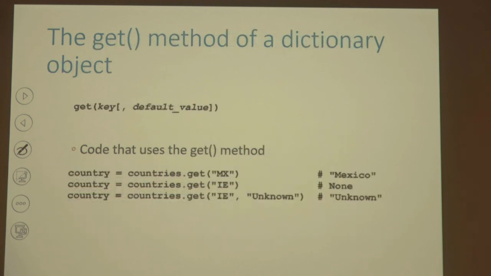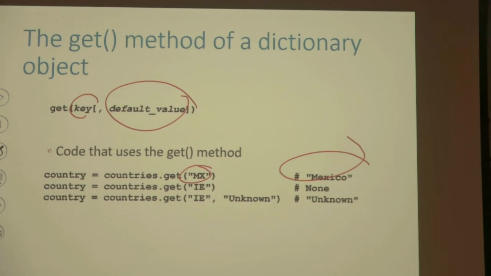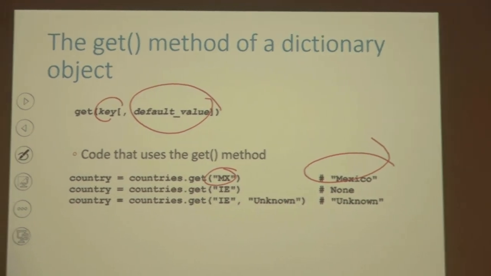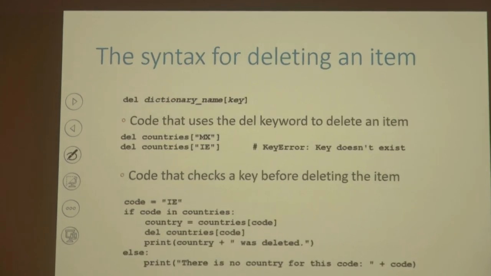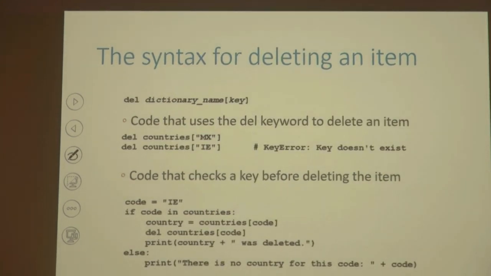Also, in here, get the key and the default value. Countries get the value of MX. There is a method given to you called get. So if I say countries.get MX, it will give you Mexico, as long as it's in the dictionary. If it's not, that's a problem. It will give you an error.